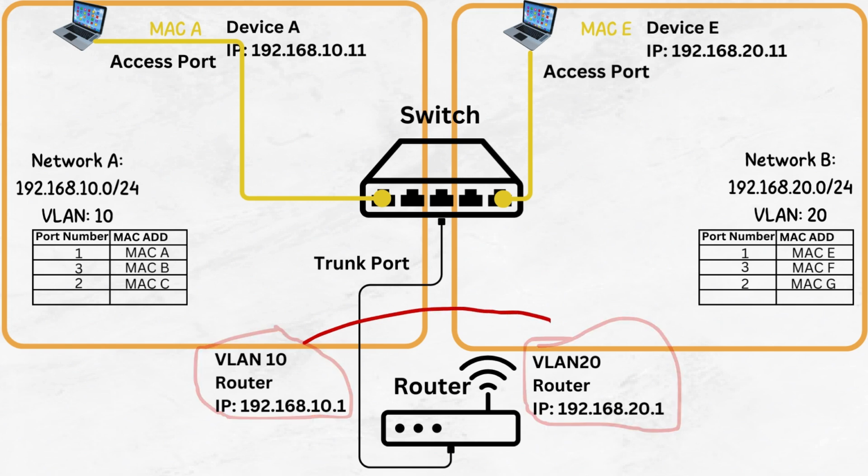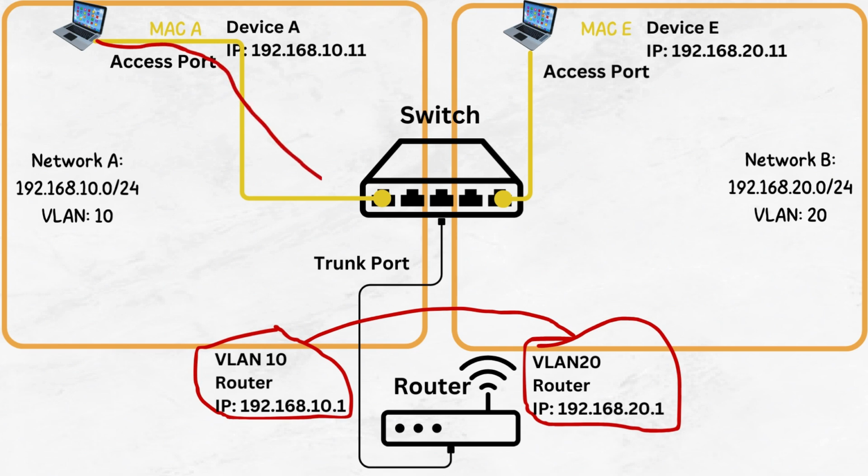To control communication between VLANs, routing rules must be configured on the router's sub-interfaces. These rules specify which VLANs are allowed to communicate with each other and ensure that traffic flows correctly between them.